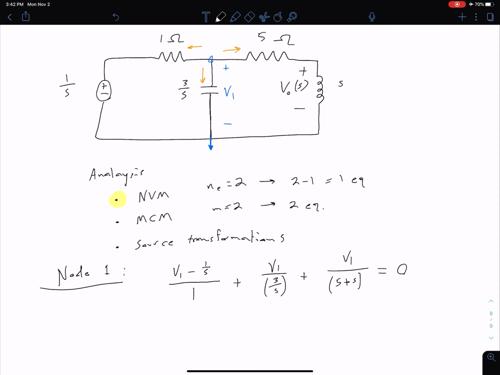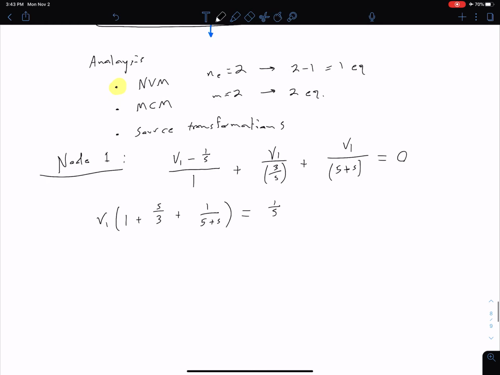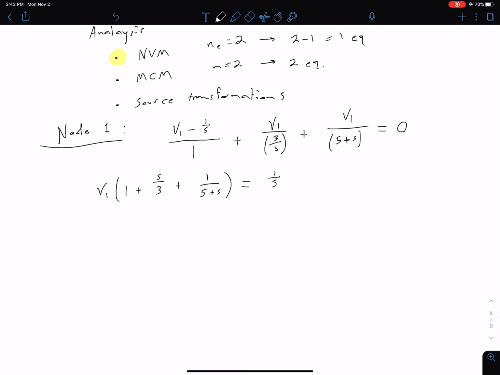If we're doing this analysis by hand, what we can do is collect our terms. So we can say V1 times 1 plus 3 over 5S, plus 1 over 5 plus S, and that's equal to, on the other side, where I'm going to gather my constants, just 1 over S. By constants, I should say it's just terms without V1, not necessarily constants.